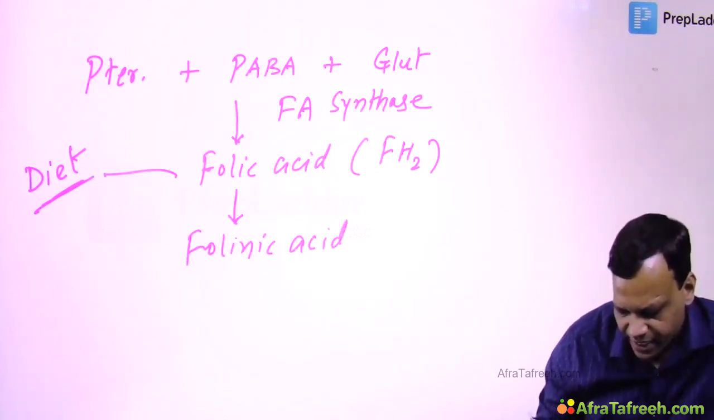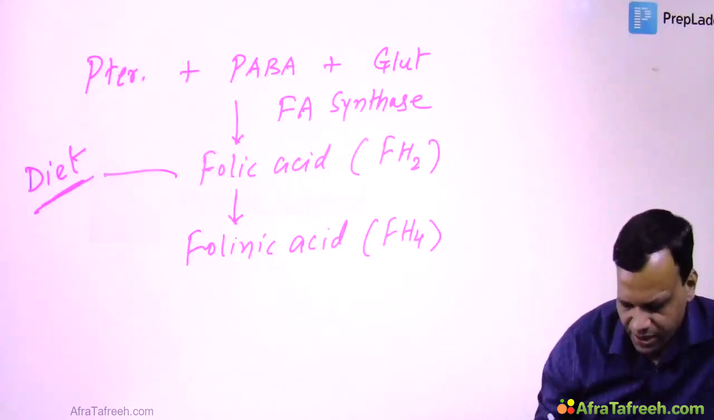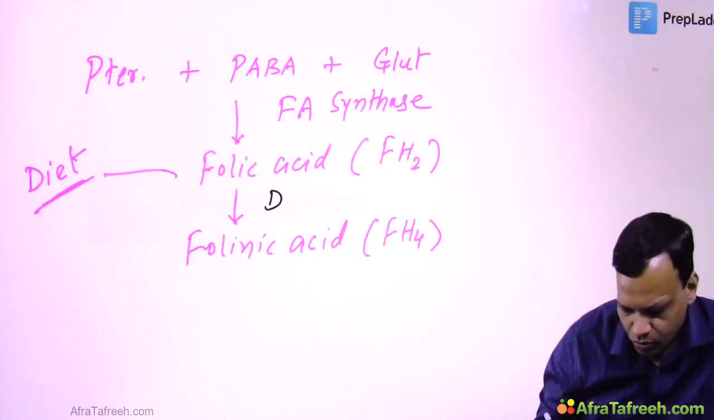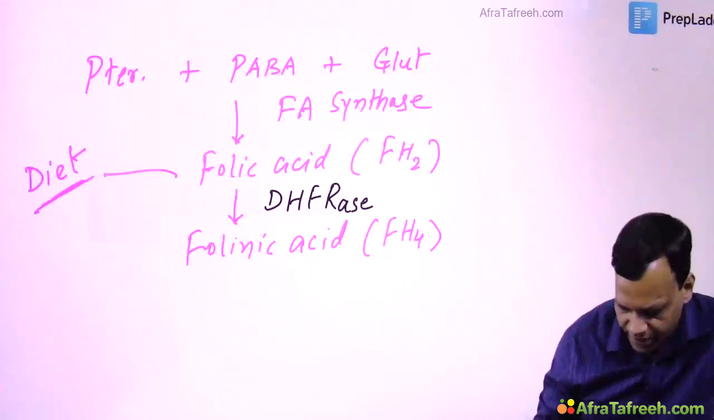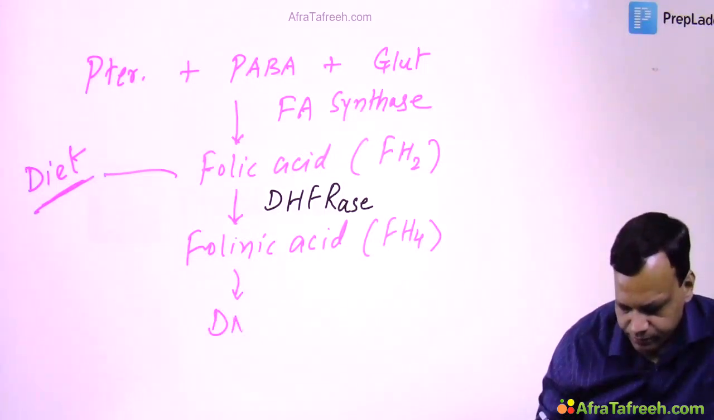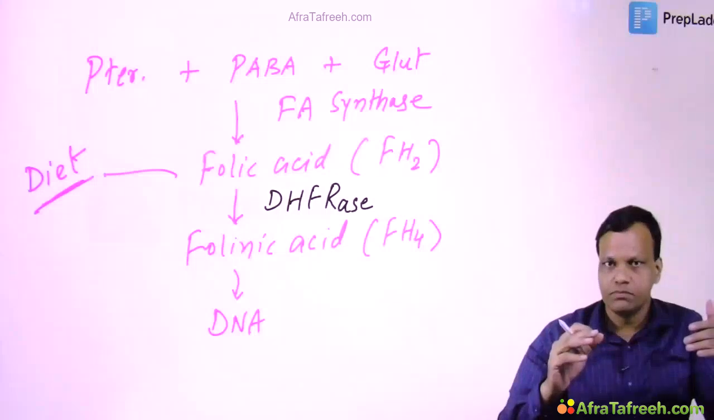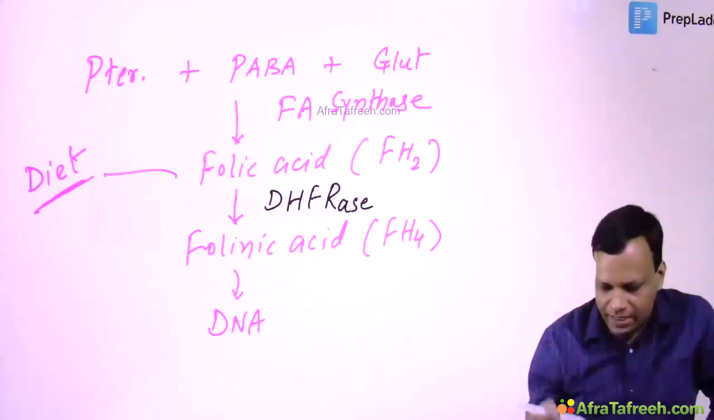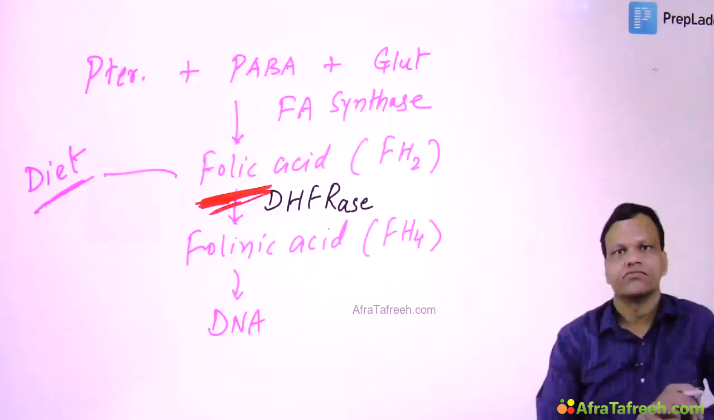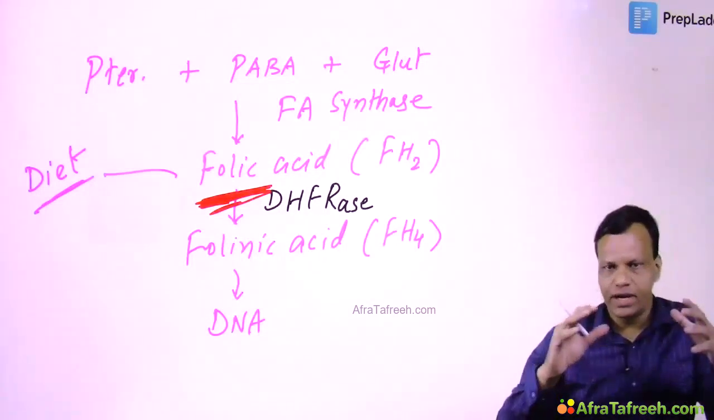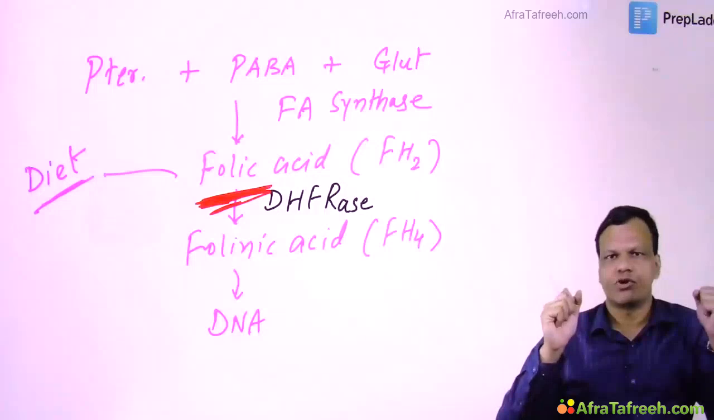Folinic acid is tetrahydrofolic acid, which is the active form of folic acid, and it is converted by the enzyme dihydrofolic acid reductase. And this tetrahydrofolic acid helps in the formation of DNA. So that means if we stop this pathway, DNA production will stop. So the drug can be used as an anti-cancer. And the drug we utilize is one which inhibits dihydrofolic acid reductase. When we inhibit it, folinic acid will not be produced, or the active form of folic acid cannot be produced. So DNA production will stop.